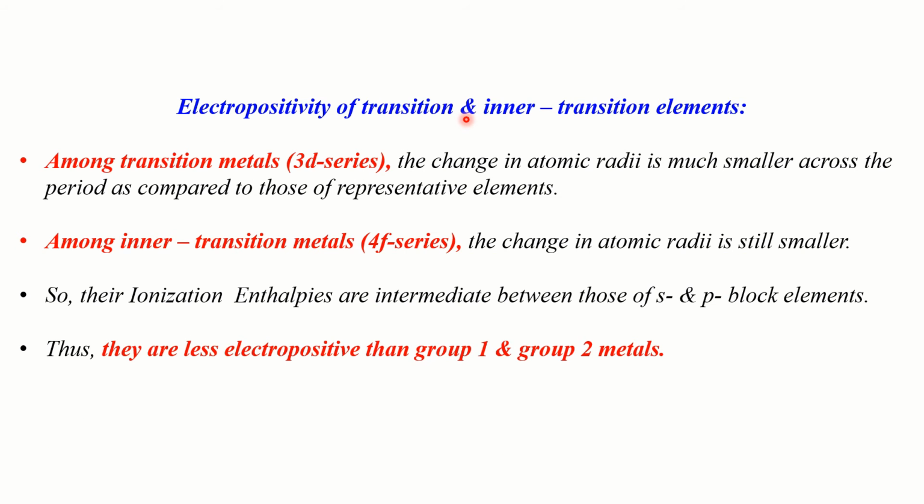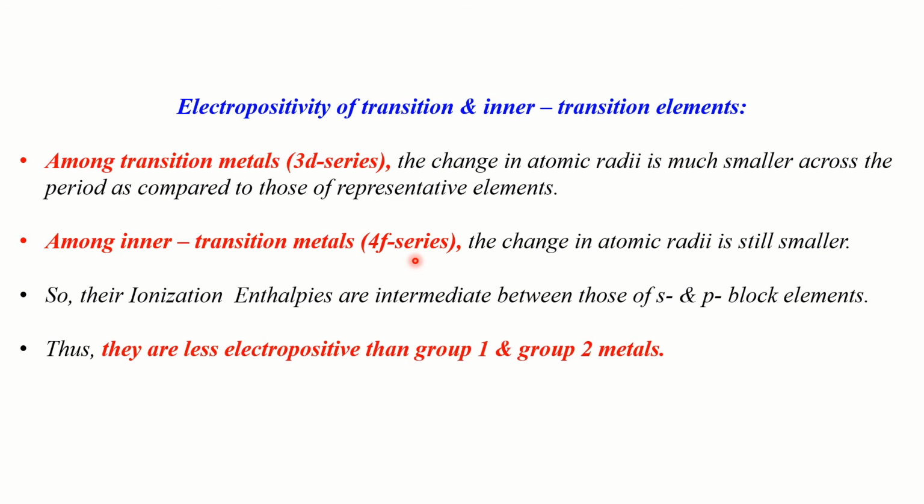So far, I have been explaining the chemical reactivity of s and p block elements across a period. Now let's see how chemical reactivity varies in transition elements and inner transition elements. As I said earlier, the atomic radii decrease as we move from left to right across a period. This is the usual trend. But that decrease in atomic radii is less pronounced in the case of transition elements belonging to the 3d series, and even less pronounced in the case of inner transition metals belonging to the 4f series. They are otherwise called lanthanoids.